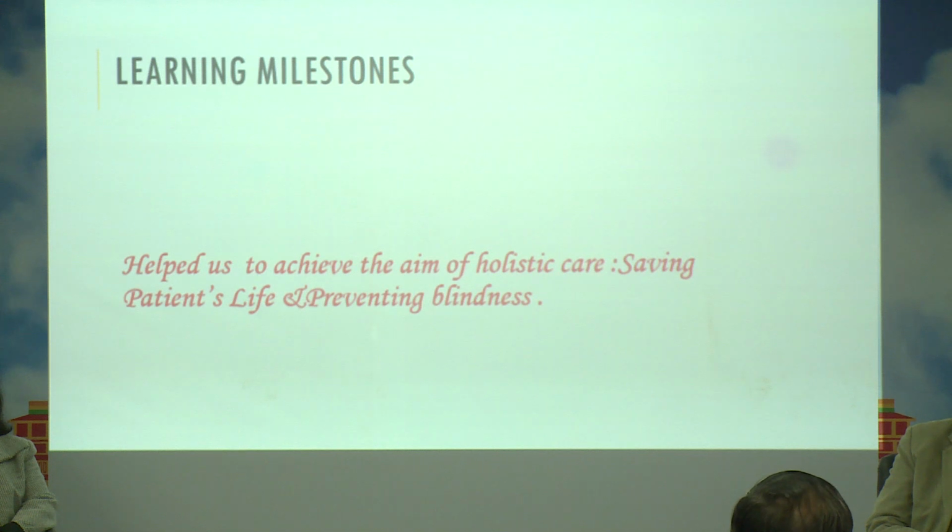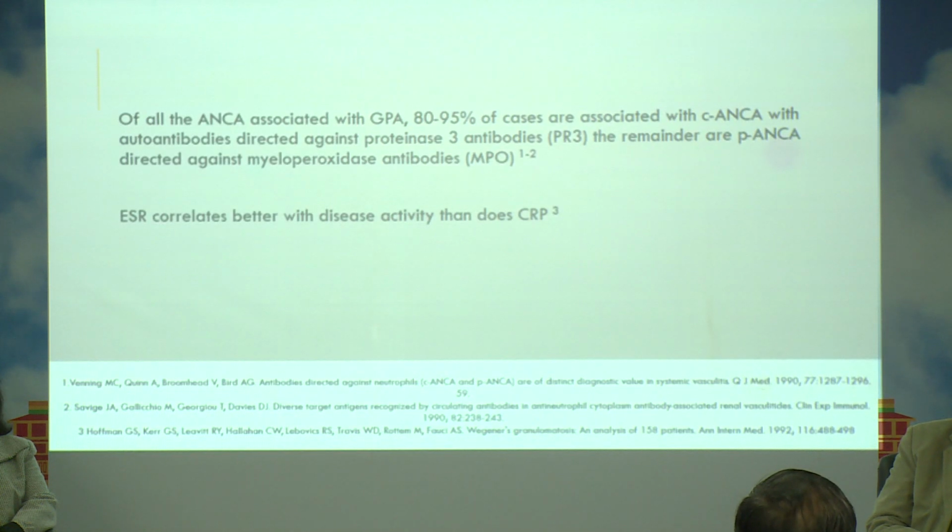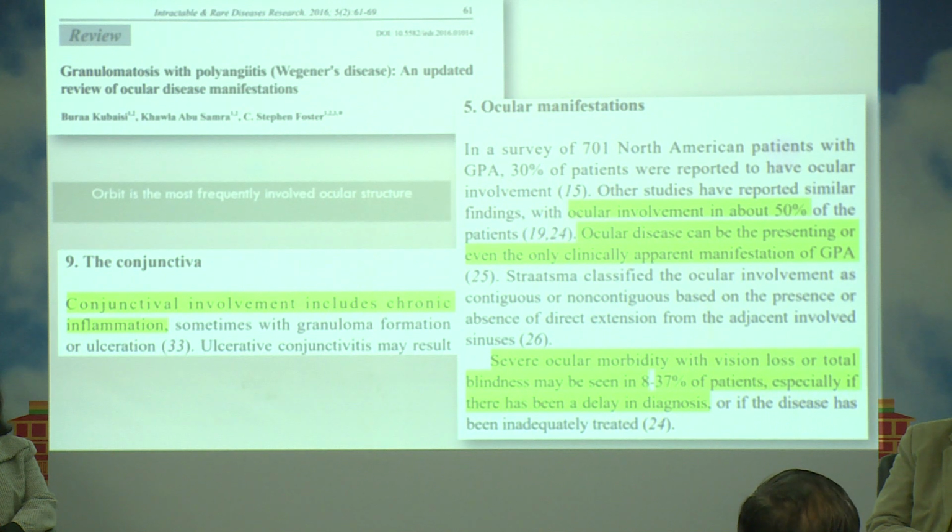And the learning milestone here was the holistic approach to achieve the aim of saving the patient's life and preventing the blindness. Just a few words about this particular condition. Sometimes the first ocular manifestation is the involvement when it comes to treating a case of granulomatosis with polyangiitis, and most commonly orbital involvement is there, or sometimes it could be the chronic conjunctival inflammation.